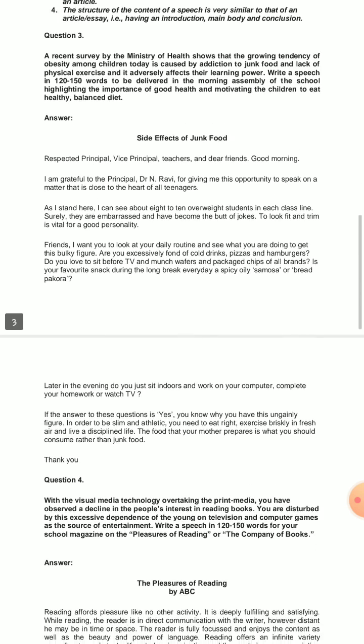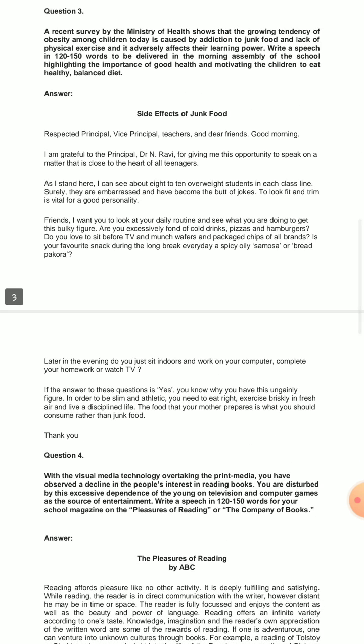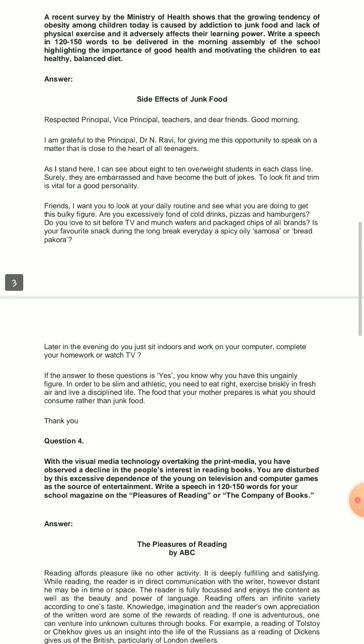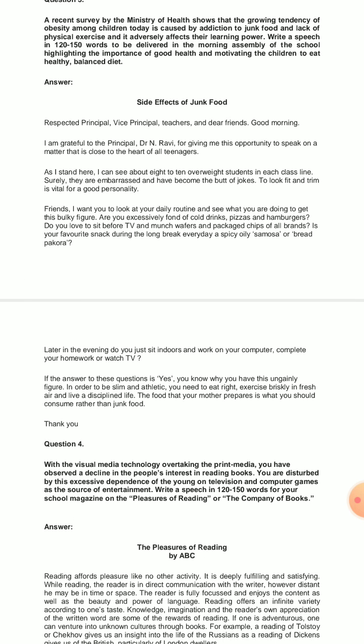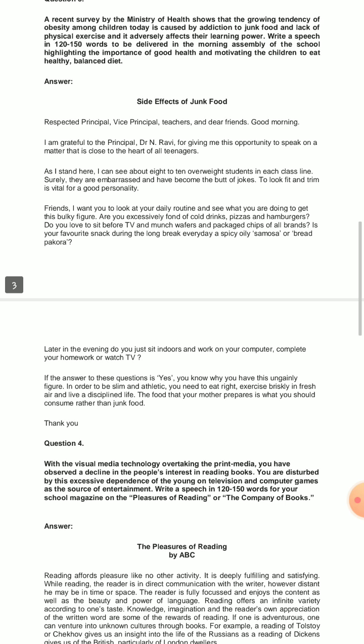Now, I am moving on to another question, number 3. Now, this is very important. More or less, it is also related with side effects of junk food. So, more or less, it is similar to the one that I discussed, but let me go through it. A recent survey by the Ministry of Health shows that the growing tendency or habit, you can say, of obesity among children today is caused by addiction to junk food and lack of physical exercise, and it adversely affects their learning power.